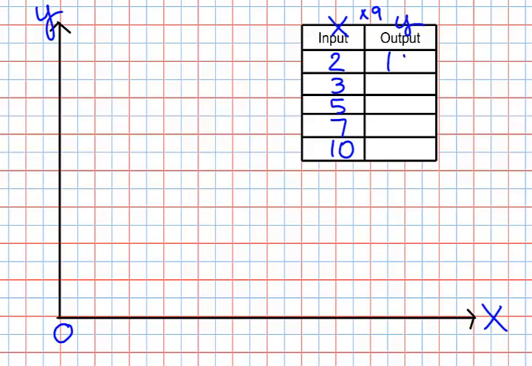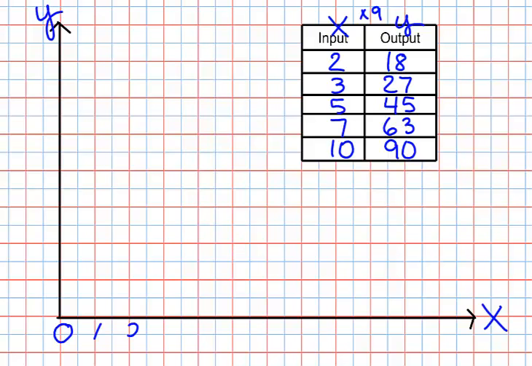Remember, our rule was to multiply by 9. So 2 times 9 is 18, 3 times 9 is 27, 5 times 9 is 45, 7 times 9 is 63, and 10 times 9 is 90. Now I have to decide how to number the graph.